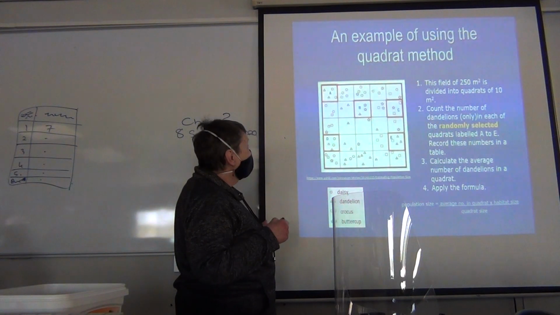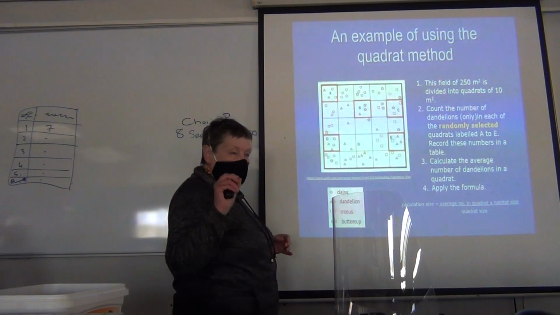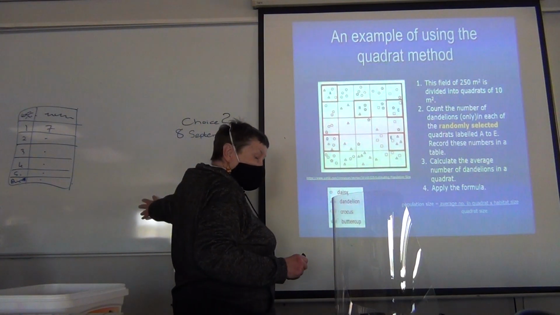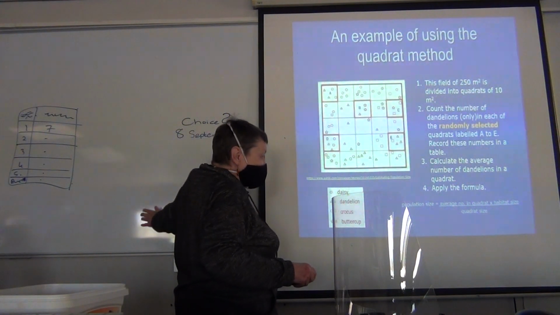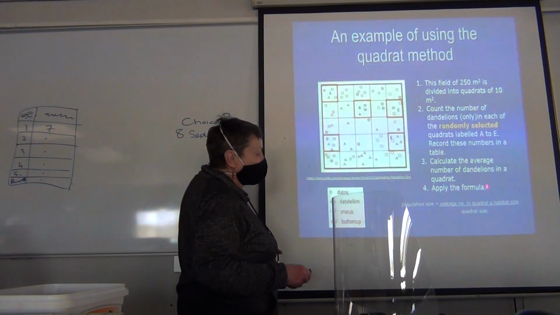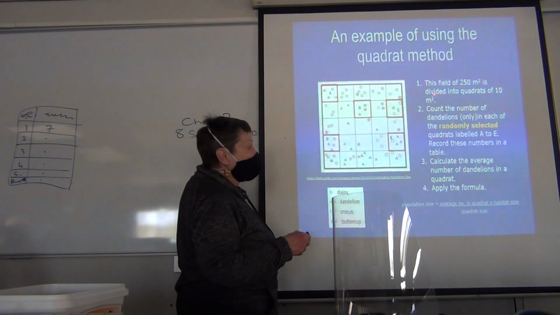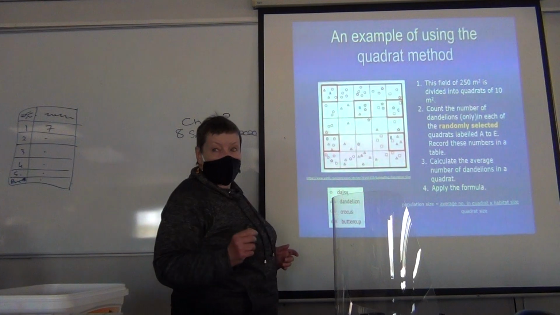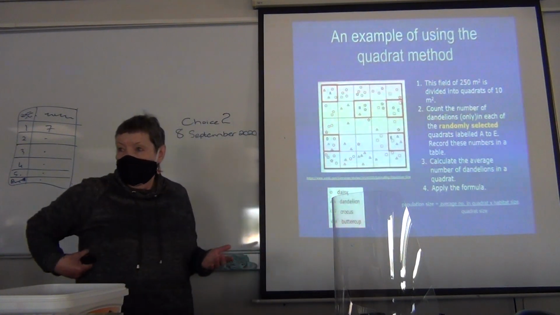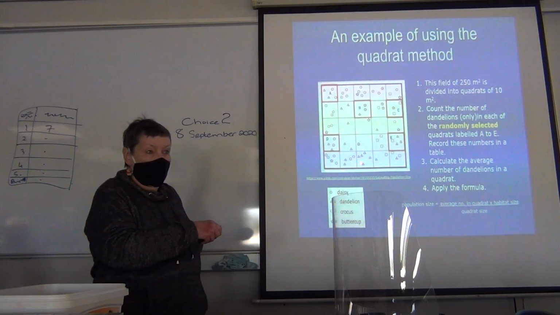Dandelions are the little triangles. So 1, 2, okay, 1, none, 2, 3, that's it. So you would do a table, you would work out the average, then divide by habitat size, which it tells you is 250 square meters, divided by quadrat size, which it tells you is 10 square meters. Does population size have a unit? No, because it's just number of individuals. And that would be an estimate of how many dandelions there are in this field.